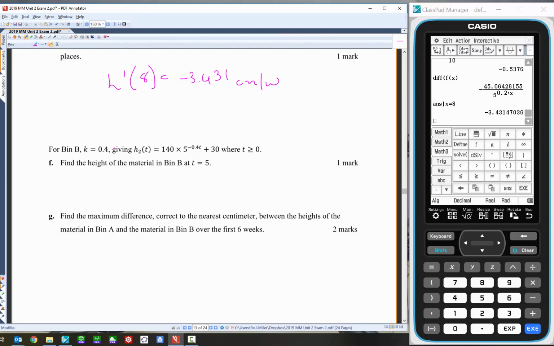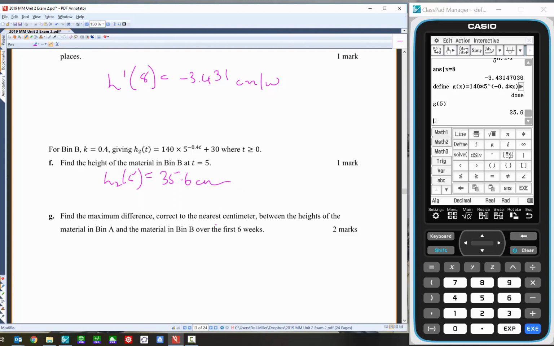Okay, bin BK. All right, this one here, let's define a new function. So define g of x equals 140 times 5 to the power of negative 0.4 times x plus 30. All right, so find the height of the material. So we're going to do g of 5. So we're going to say h2 of 5 is equal to 35.6 cm.